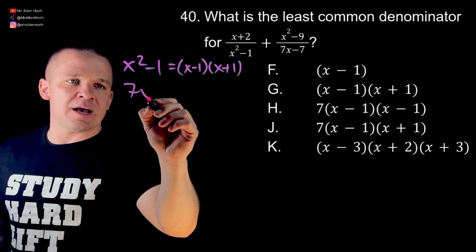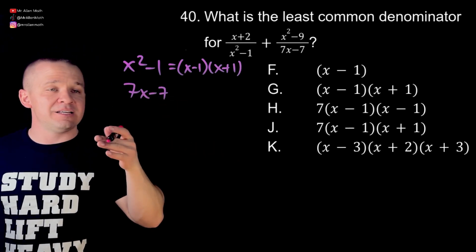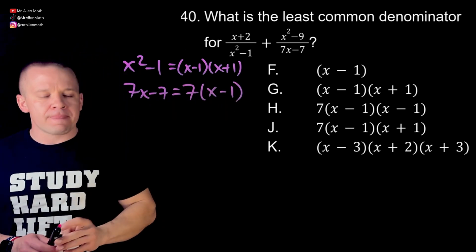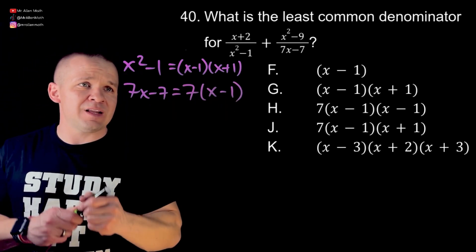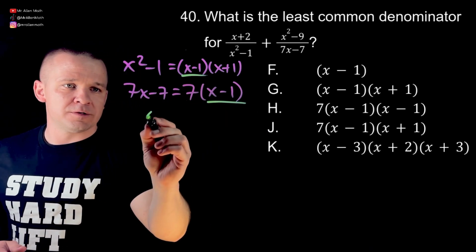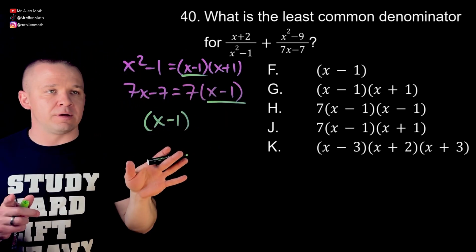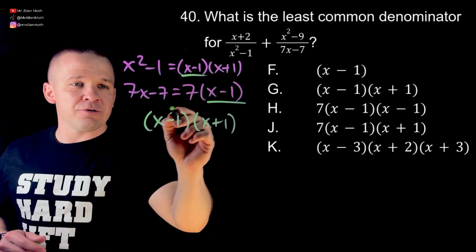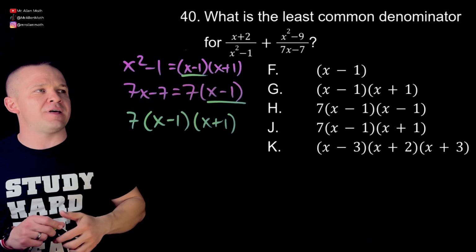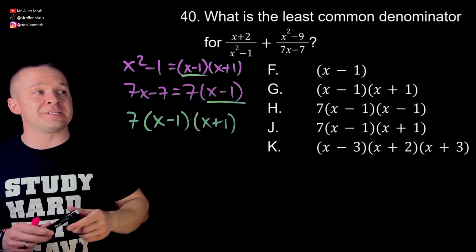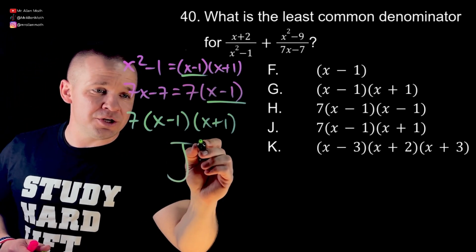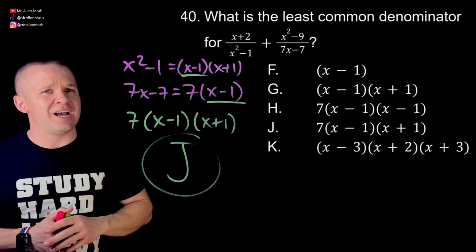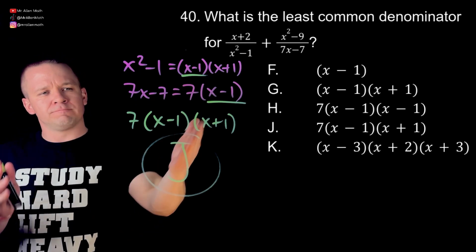How about the 7x minus 7? Can I factor that? Yes. I can take out a 7 and I'm left with x minus 1. Okay, so both denominators have an x minus 1. Cool. So that's one piece of the puzzle. You only need that once for them, right? You're also going to need this guy right here, the x plus 1, and you're also going to need the 7. So do we have that choice? A 7 times an (x minus 1) times an (x plus 1)? Yes, we do. It is choice J. I'm feeling jolly. I hope that starts with a J. Yes, it does. Or is it a G? I don't know. Anyways, J is our answer.